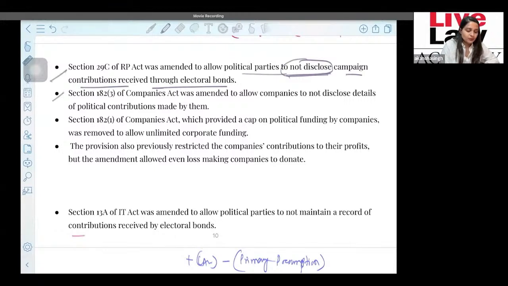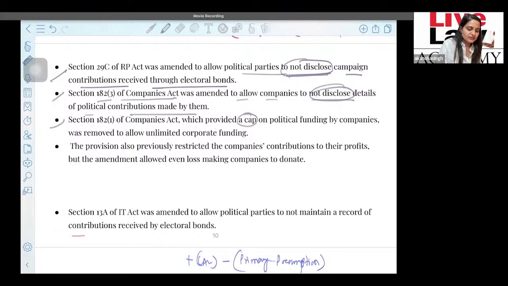Then the other amendment was made in the Companies Act, section 182(3), which was amended to allow companies to not disclose detail of political contribution made by them. Neither the political parties nor the company which is making donation to the party have to disclose this information. Okay. And the third aspect is that the companies which had a cap of political funding, the cap has now been removed. No matter whether you were profitable in the previous year, whether you did not profit in the previous year, everybody without any cap could make the corporate funding.